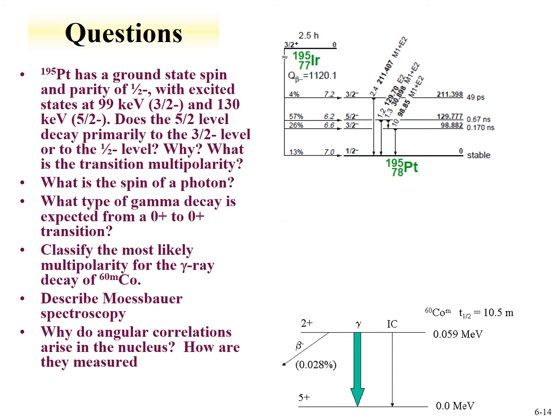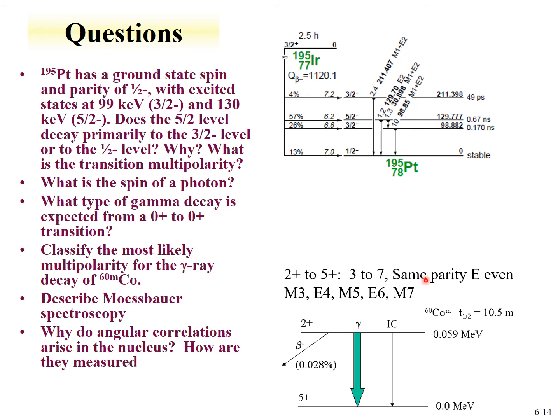Another type of question would be classification of the multipolarity of gamma ray decay, for instance what's shown here for cobalt-60m, the metastable state of cobalt-60. This state is a 2+ state to a 5+ state, so the transitions would be 5 minus 2, which is 3, or 5 plus 2, which is 7.